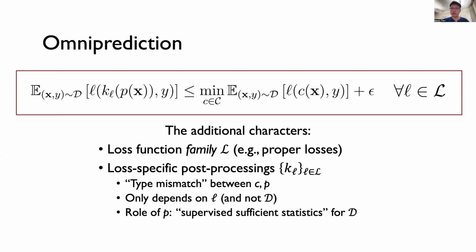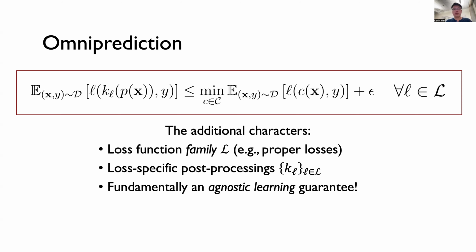And one interesting facet of this definition is that it also includes a loss-specific post-processing k of L. In particular, each loss induces its own k of L that we can use to post-process our prediction. This is essentially to handle things such as type mismatches between the comparator class C, which could output any sort of prediction, compared to our predictor P, which is meant to output predictions in 0, 1. One important thing to note is that this loss-specific post-processing does not depend on anything about the distribution and is only inherent to the loss function. So this is a slight technicality that will show up later.